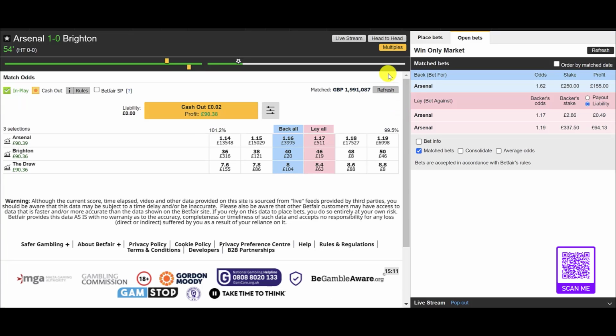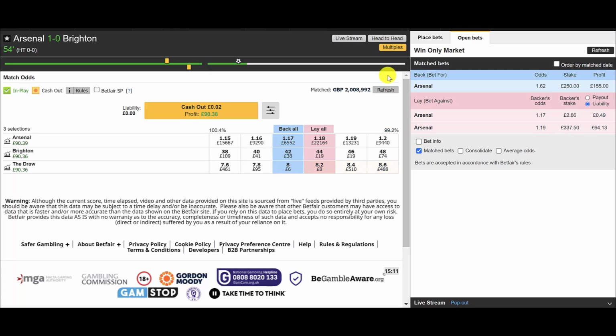Okay, so instead of rushing in, backing them from kickoff or getting involved in the early stages and then hoping, we waited until we were expecting that goal for Arsenal. And that's the best time to enter a trade, when you're expecting something to happen. Okay, so we're out very quickly on this one.